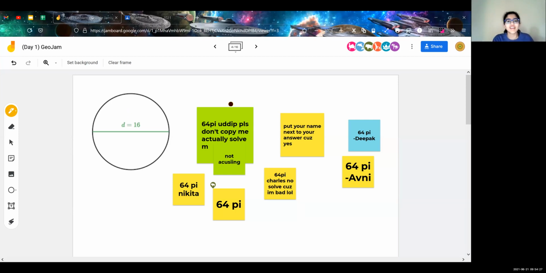Okay, but anyways, the answer: basically we find the radius, which will be 8. So 16 divided by 2 is 8, and you just do 8 squared times pi, and then you find the answer to be 64 pi.